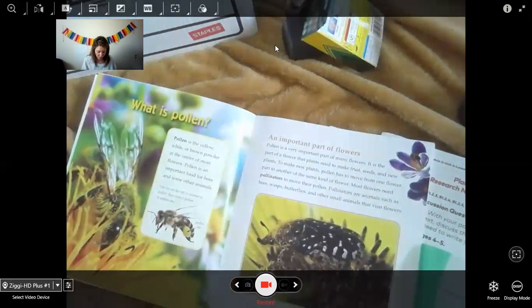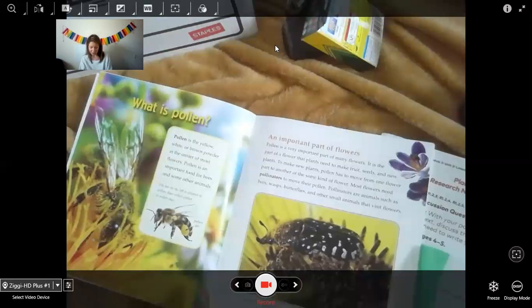Pollen is a very important part of many flowers. It is the part of a flower that plants need to make fruit, seeds, and new plants. To make new plants, pollen has to move from one flower part to another of the same kind of flower. Most flowers need pollinators to move their pollen. Pollinators are animals such as bees, wasps, butterflies, and other small animals that visit flowers.